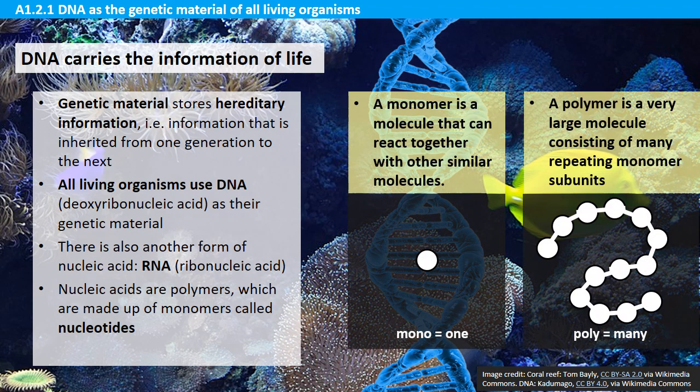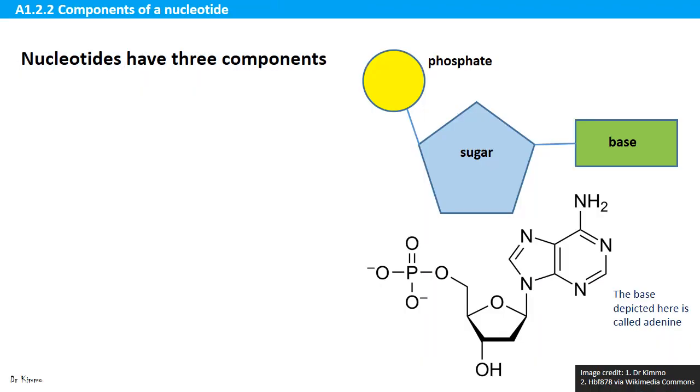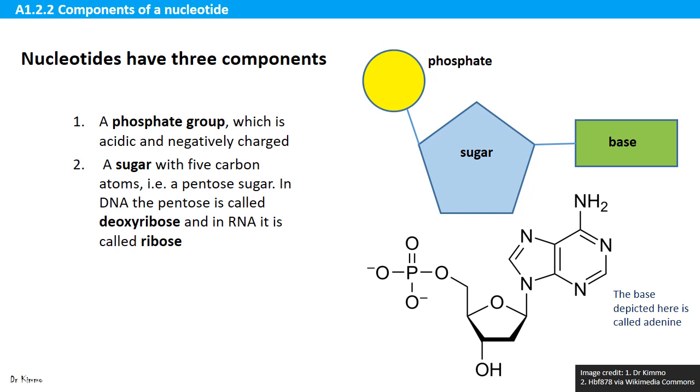Nucleic acids are polymers, which are made up of monomers called nucleotides. Mono means one, and poly means many. Nucleotides have three components. 1. A phosphate group, which is acidic and negatively charged. 2. A sugar with 5 carbon atoms, that's a pentose sugar. In DNA, the pentose is called deoxyribose, and in RNA, it is called ribose. 3. A nitrogenous base with 1 or 2 rings.